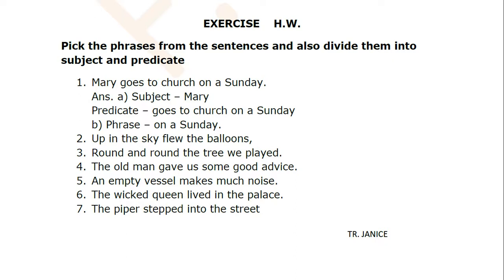Now about the phrase. Remember, the phrase does not have a verb. So here, just part of the sentence. What is that telling about Mary going to church? When, where, how? That will be your answer for a phrase. So when is she going to church? The action is taking place on a Sunday. She's going. When is the action taking place? On a Sunday. So on a Sunday is the phrase. See, is there any verb in this part? No. On a Sunday there is no verb. So always check that there should be no verb.